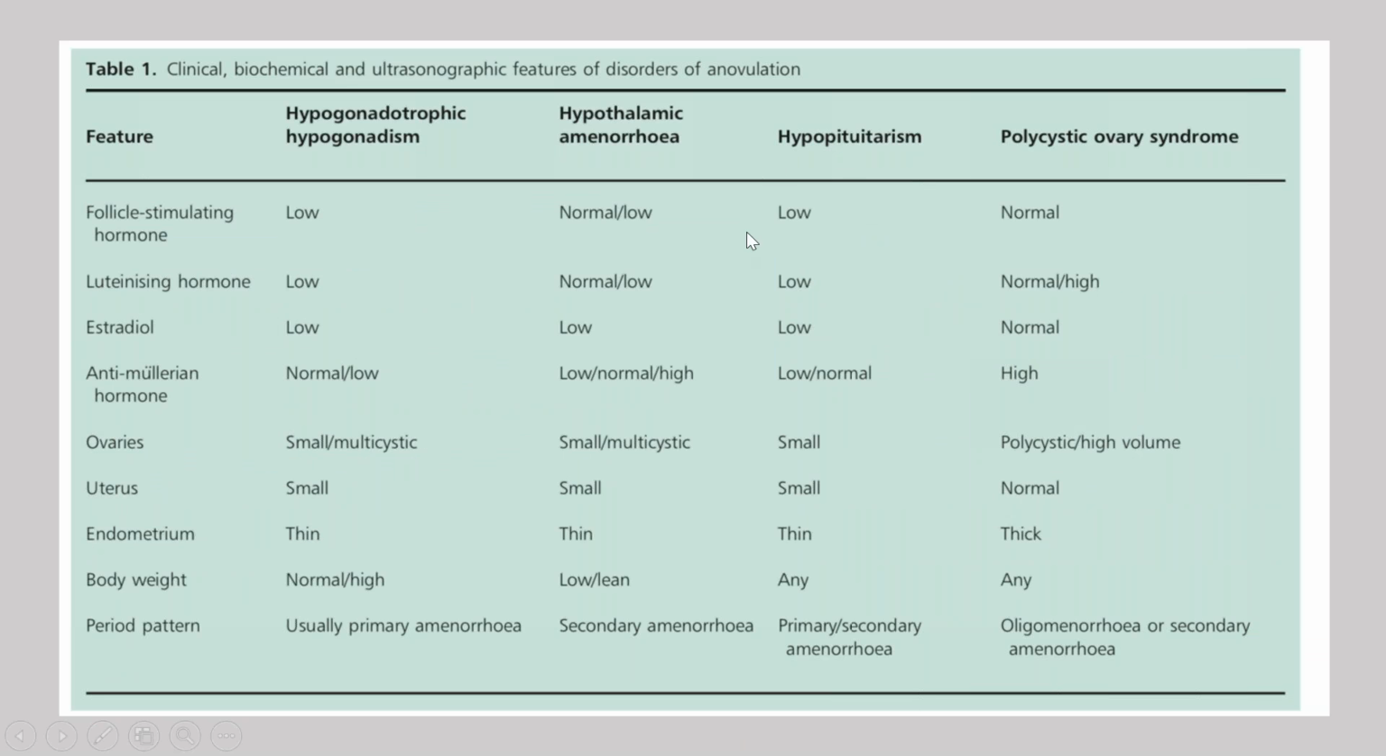So how will you see this biochemical picture? FSH is low, LH is low, estradiol is low, AMH is low, ovaries are small, uterus is small, endometrium is thin. Body weight does not carry any significance according to this, and primary or secondary amenorrhea, any type of picture can be there depending on what is the cause. So overall, these patients will have everything low, small ovaries, uterus also small, and thin endometrium. So these are the patients with this type of picture.